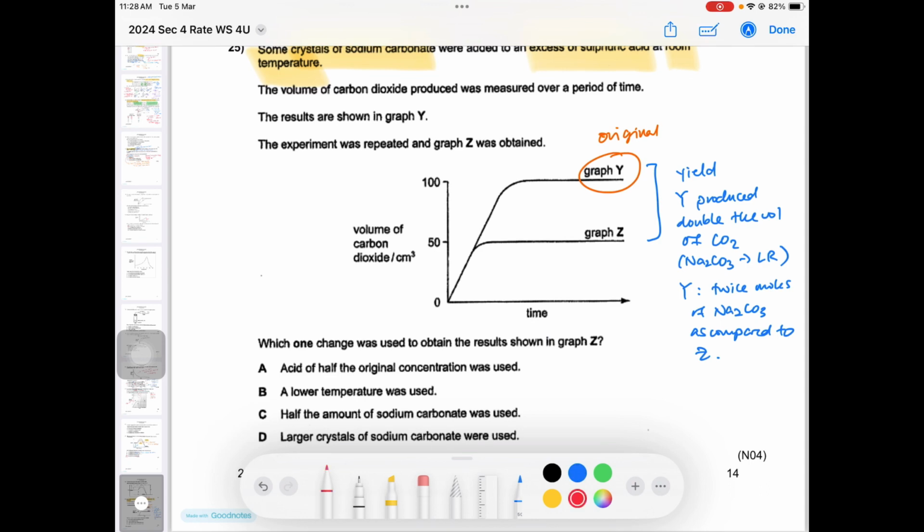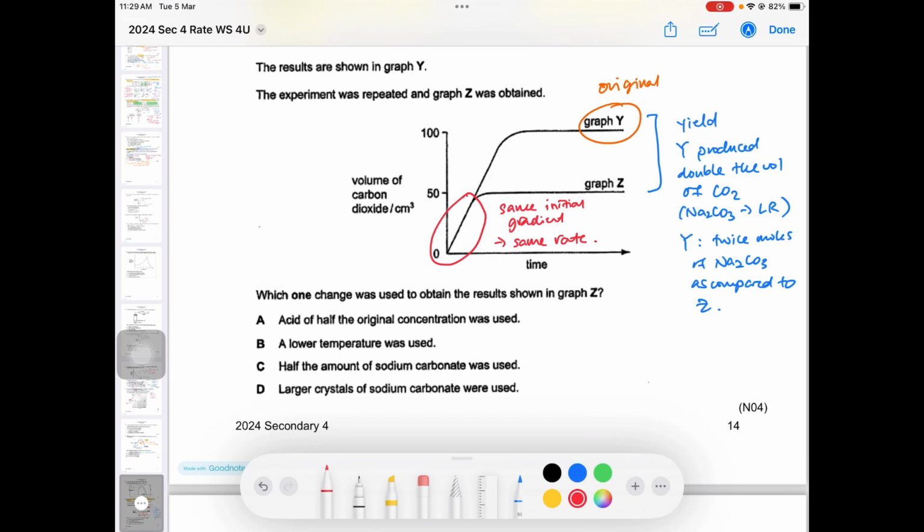The second part, which is important, would be the initial gradient. You can see that for both experiments, the initial gradient was the same. So this also means that both went through the same rate of reaction. So the key here for this particular question is for you to focus on the fact that Y produced double the volume of carbon dioxide. So I must have used twice the amount of sodium carbonate in the first experiment as compared to the second experiment. So the question is asking what change was used to obtain the results shown in graph Z.